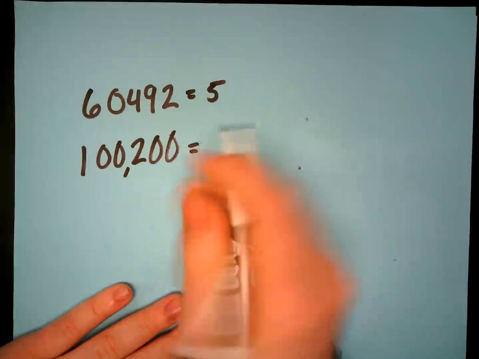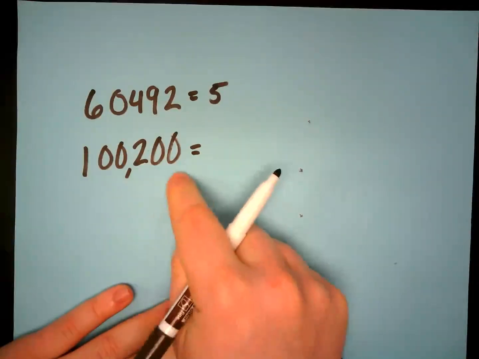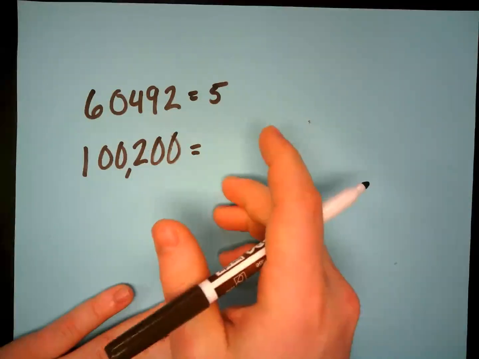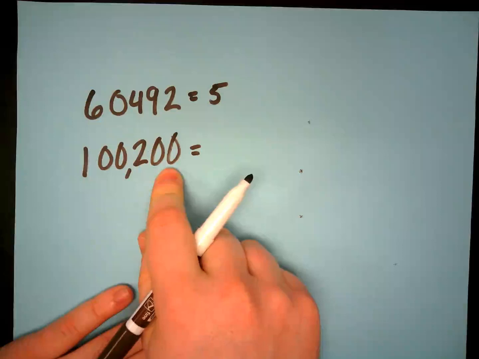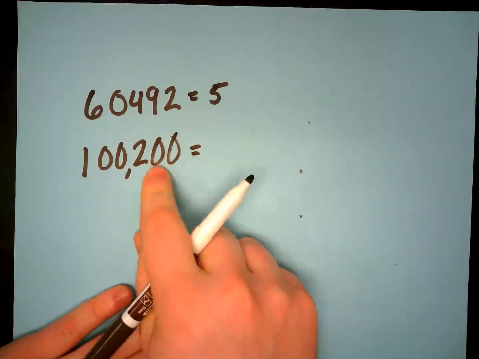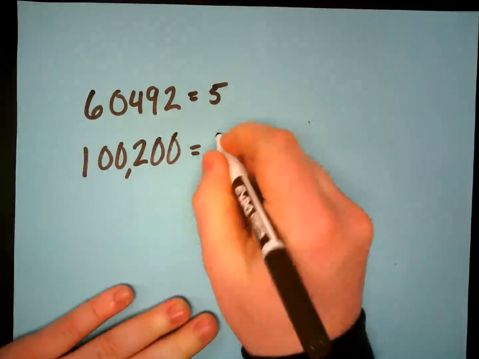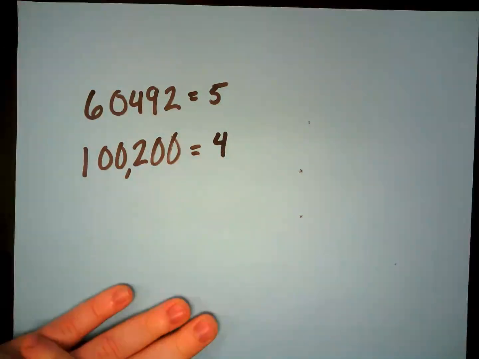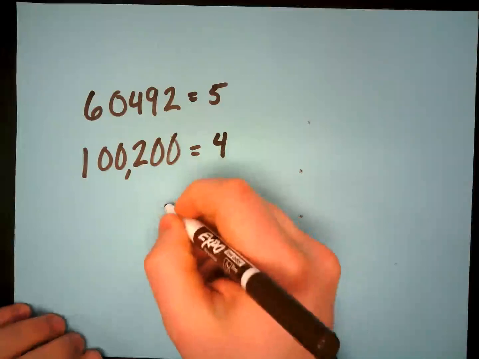Oh, let's try this. Okay. So 100,200. So we have no decimal here. So we start from right to left. We start at right and we count towards the left. Nope. Don't count this guy, don't count that guy. Start counting now. So 1, 2, 3, 4. 4 sig figs.